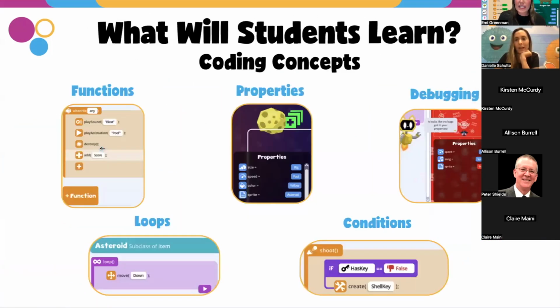Within Kodable Creator, there are some main coding concepts that are transferred from Kodable Basics into Kodable Creator. They just look a little bit different and more age appropriate. The first one is functions. Second one is properties. Third one is debugging. Fourth one is loops. And the last one that we just added is conditions, or conditional statements. Again, these are all concepts that students are learning in Basics and then are able to apply in a different way within Creator.